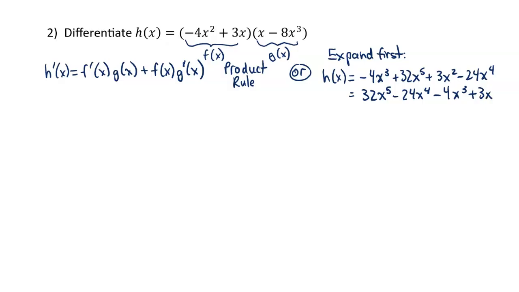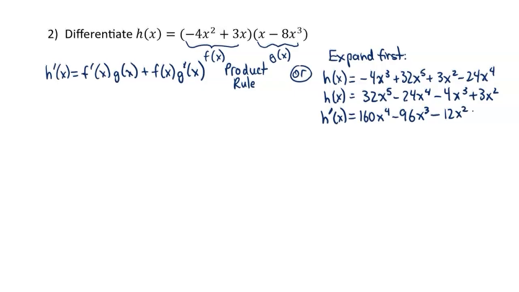Just helps us organize our thinking so that we can show it more clearly. So now what we are going to do is finally take the derivative here. I'm going to go ahead and take 5 times 32. That gives me 160, and then my power on x becomes 1 less. So 160 times x to the fourth. Then 4 times 24 is 96, and that power on x becomes 1 less, x cubed.